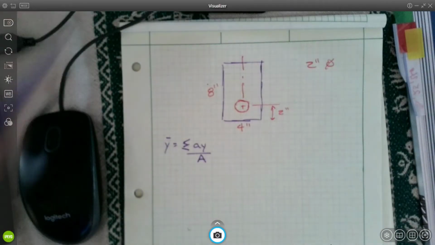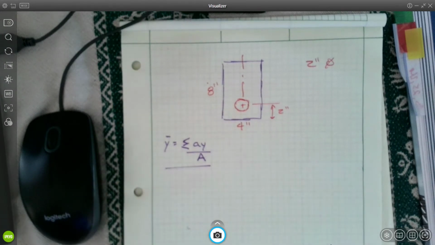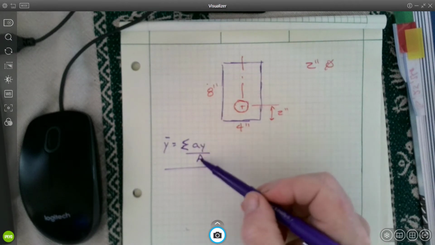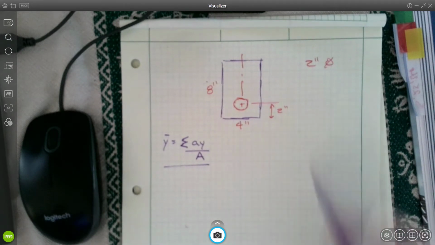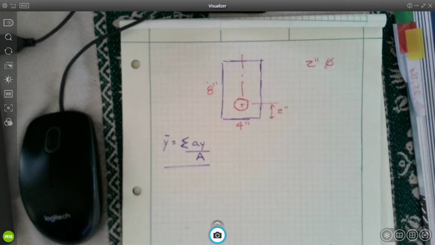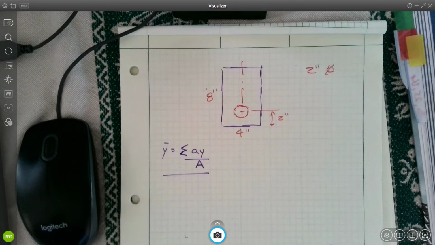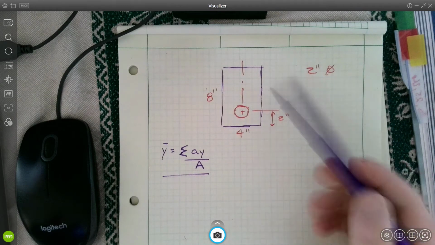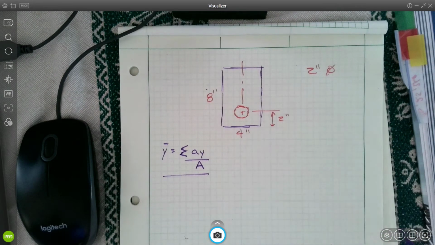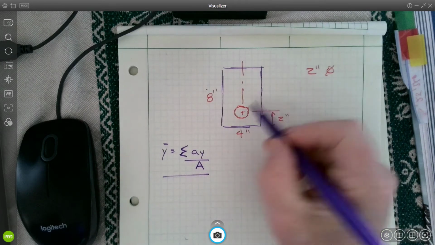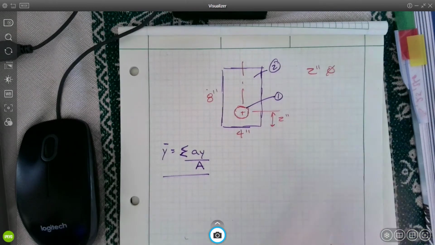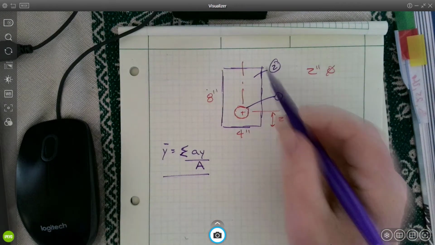So, all right, if you'll remember the formula, summation of areas, y distances, and then the total area. So here's our shape. We have a 2-inch diameter hole, and then we have an 8x4 rectangle. So remember that you're going to break these areas up into numbers or letters, whatever you want to do. My hole is going to be area 1, and my rectangle is going to be area 2.